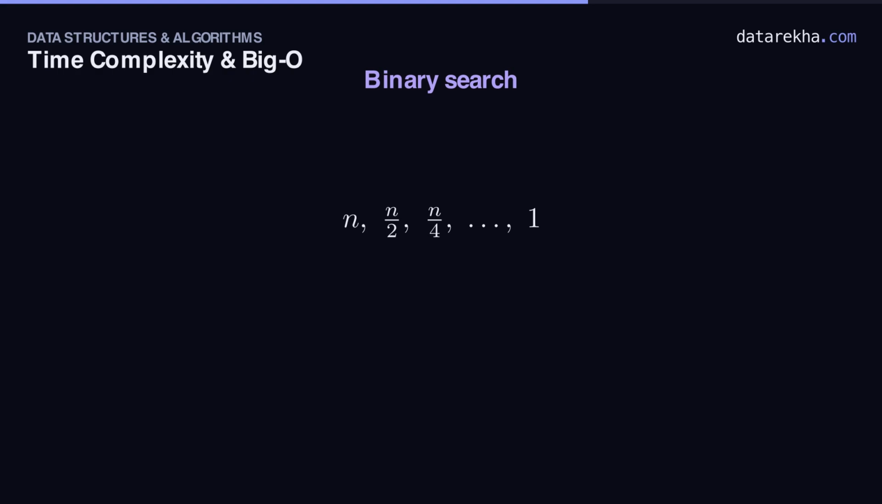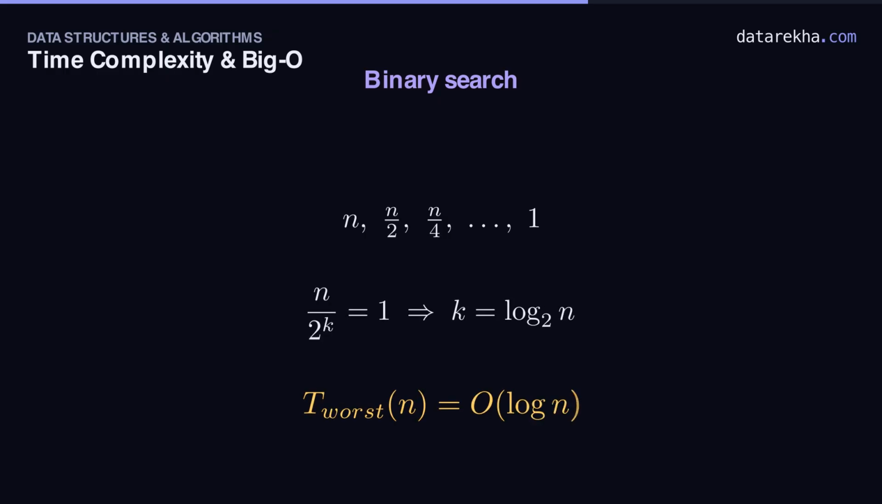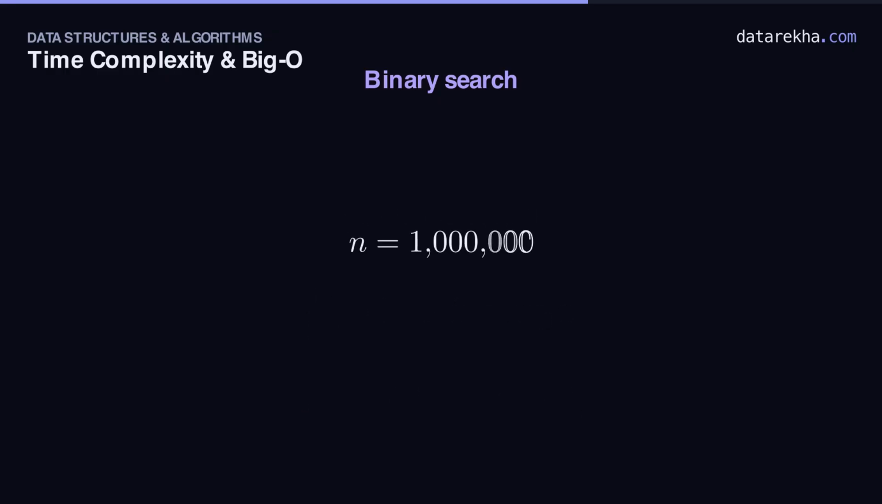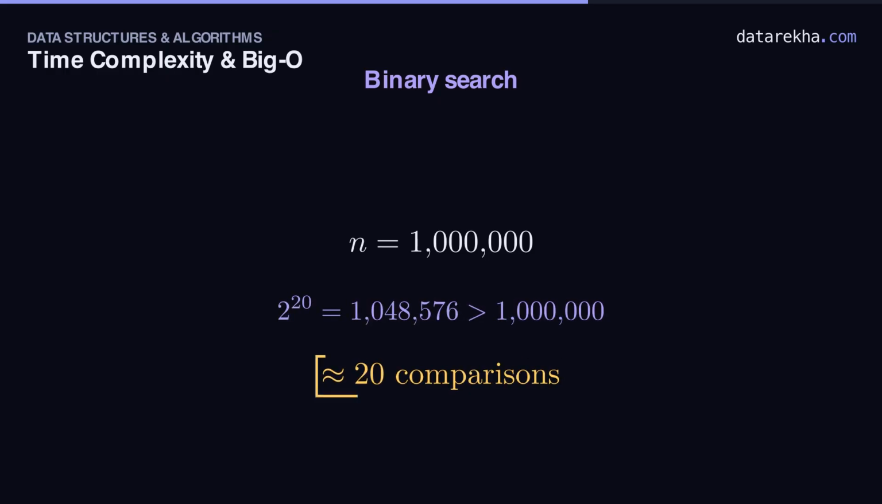Same argument as the halving loop. Set n over 2 to the k equal to 1, and k is log base 2 of n. So the worst case is order log n. And here is why that log matters so much. Take a million elements. 2 to the 20 is just over a million. So the worst case is only about 20 comparisons.